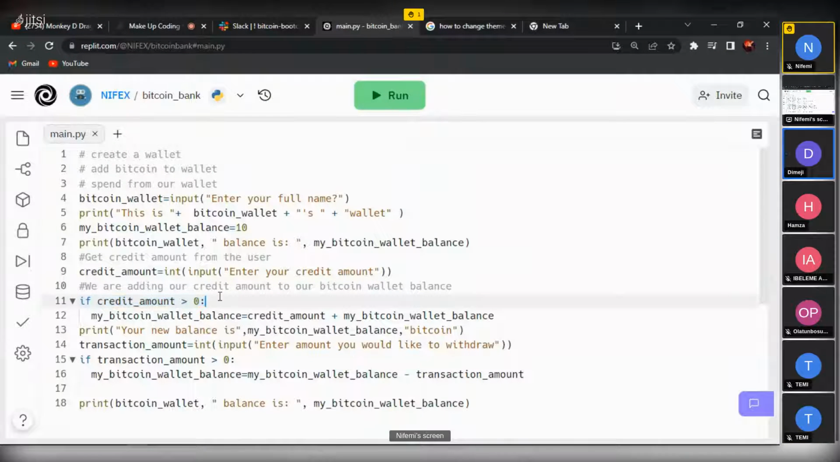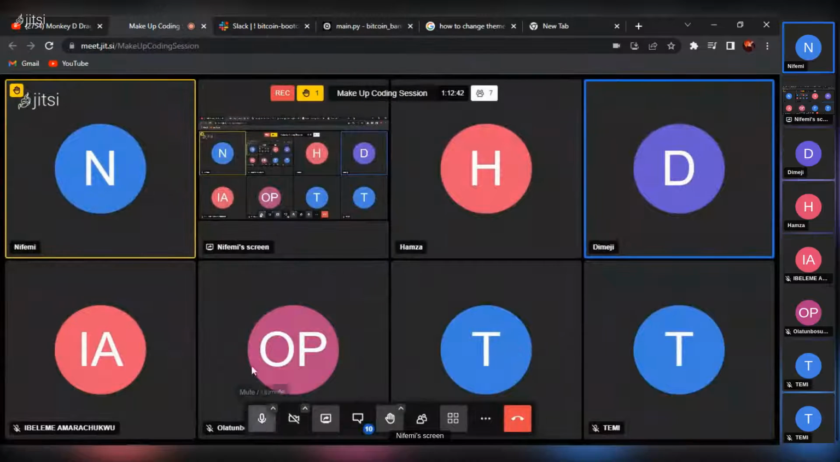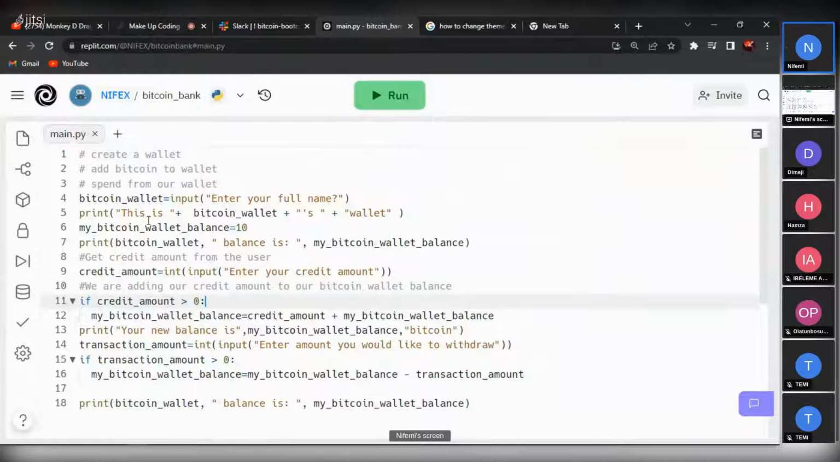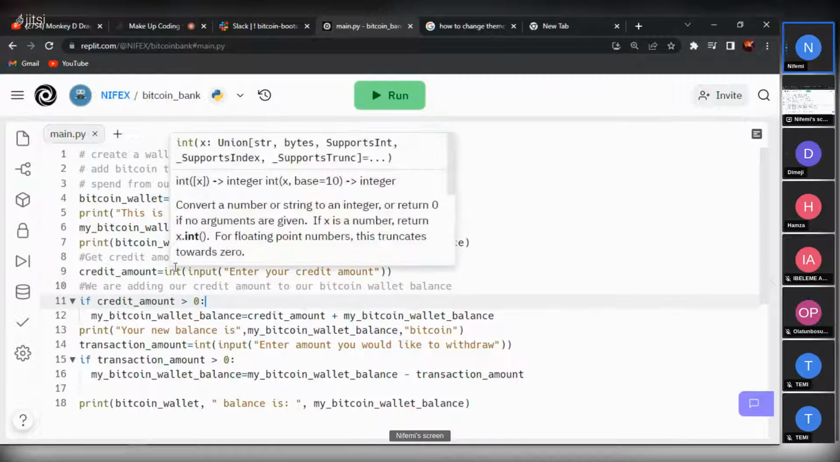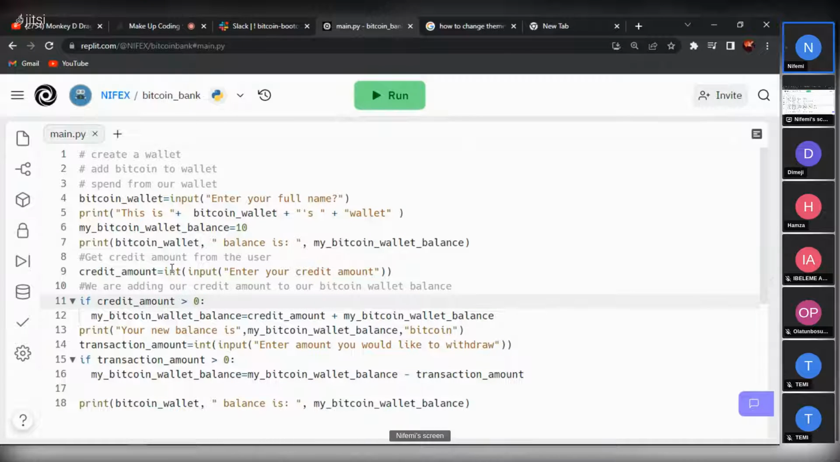Yeah, Nifemi. So my question is, this variable, this credit amount here that we're inputting, is it compulsory for us to store it inside an integer? Because what if the user enters something with a decimal point? Can we store it into a float? My question is, if we put in a whole number with the data type of a float, will the whole number print out, or can we only store decimals inside floats?